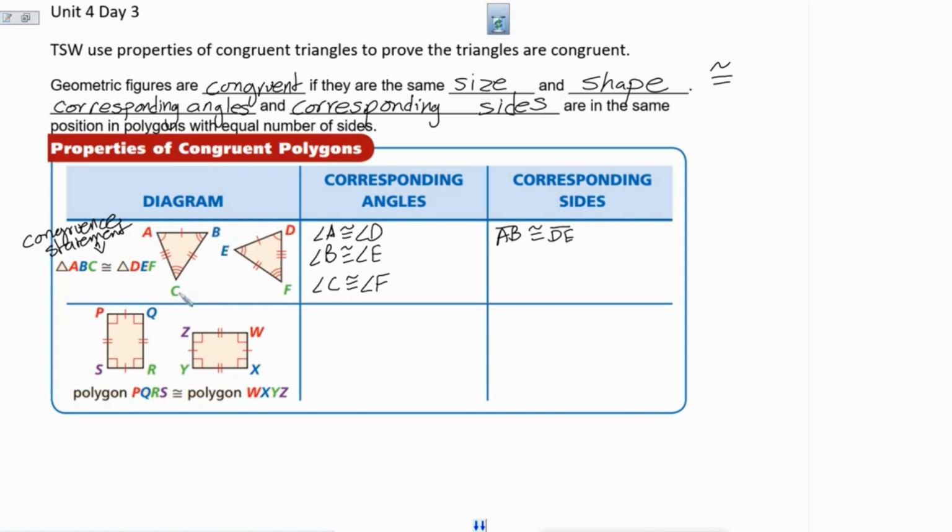Then you have segment BC is congruent to segment EF. Again, two tick marks, and then look at which angles were congruent. So segment BC congruent to segment EF. And lastly, we have segment AC being congruent to segment DF. This one has three tick marks, and then look at your angles to know which ones are congruent. Again, order matters.